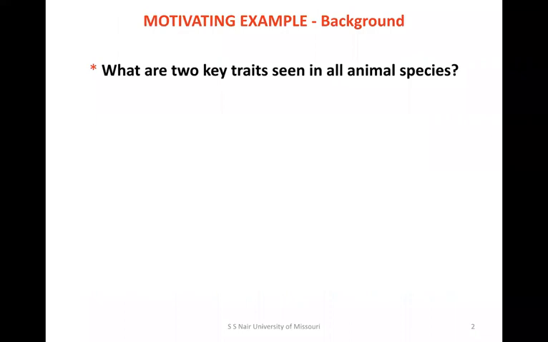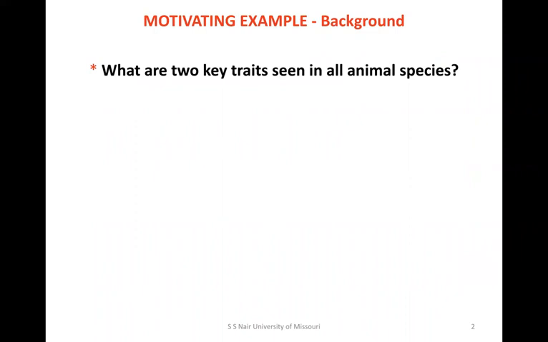So we will then provide you with some specifics related to what is known presently about the mammalian fear circuit, what is learning, and about what exactly you were supposed to sketch. So let's move on to those slides now, and let's start with this question about what are two key traits seen in all animal species, ranging from insects to crabs, rodents, and even humans.